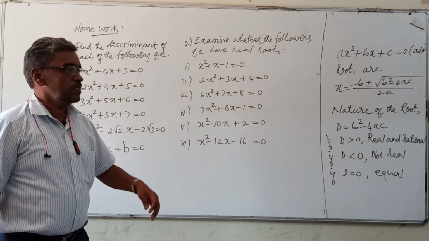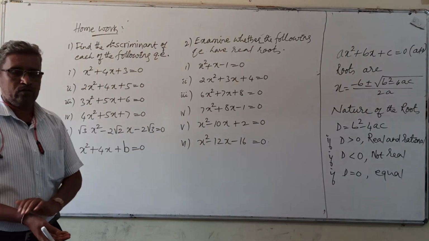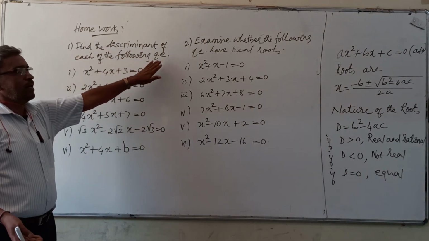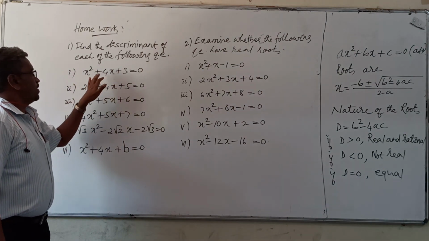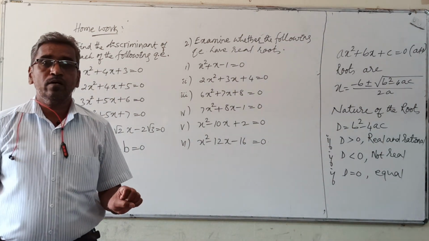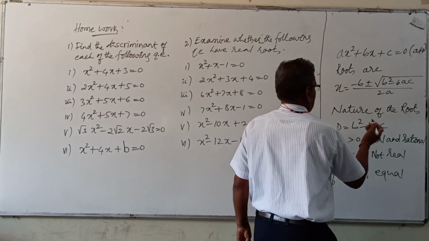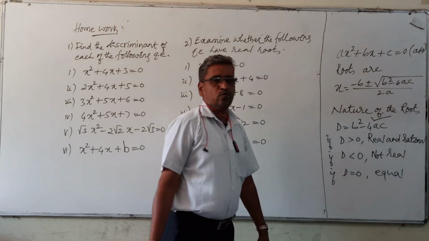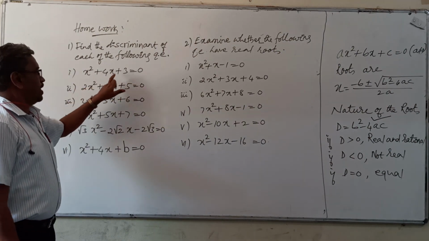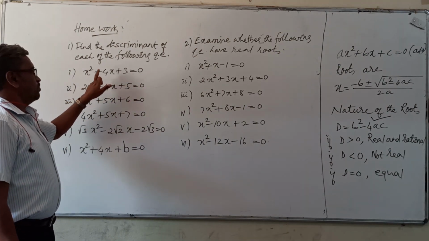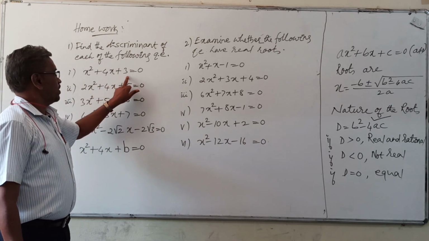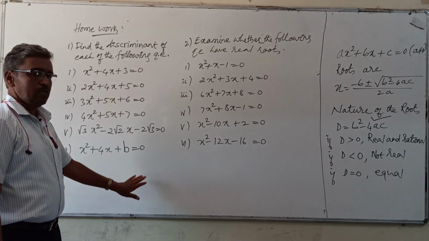Yes, dear students, these are the homework examples. So I just want to remind you, find the discriminants of each of the following quadratic equations. x square plus 4x plus 3 equal to 0. All are in the standard form only. So here, discriminant. What is discriminant? D is equal to b square minus 4ac. Comparing with the standard form, the value of a is 1, b is plus 4, c is plus 3. So, find discriminant b square minus 4ac for all the questions.